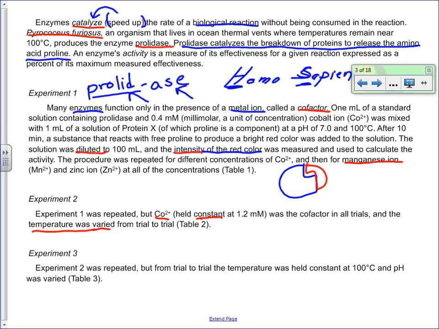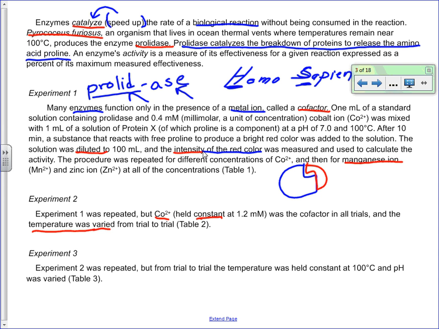Experiment 2 was repeated, but from trial to trial, the temperature was held constant at 100 Celsius and pH was varied from 2 to 3. Excellent. All right, in this case, what do we keep the same? Temperature. What do we change? What was varied in this experiment? pH level. Great. All right, now this exact idea is going to get us through the next section.